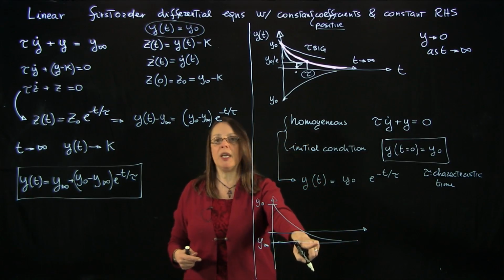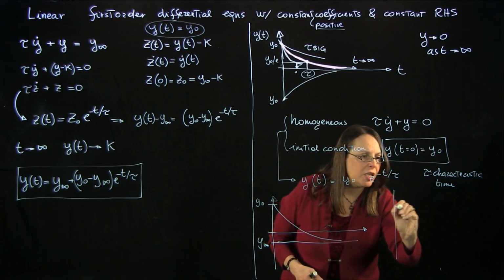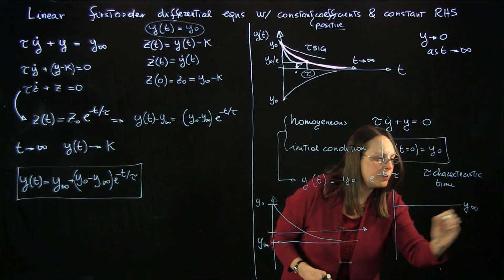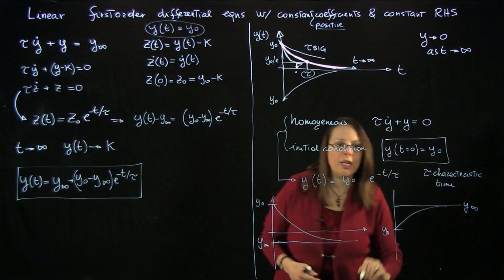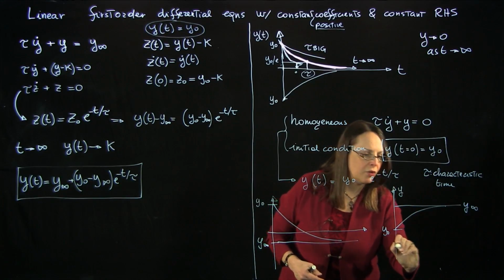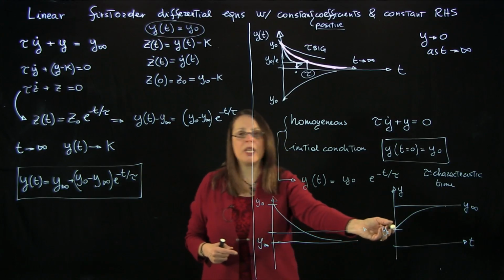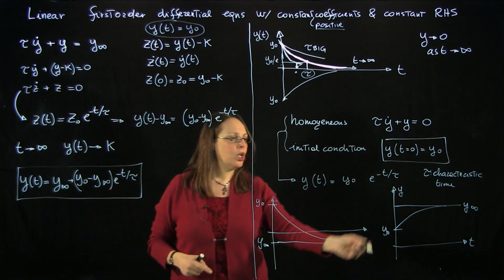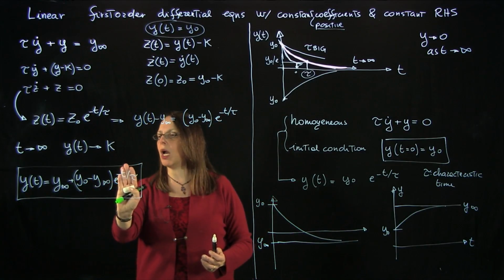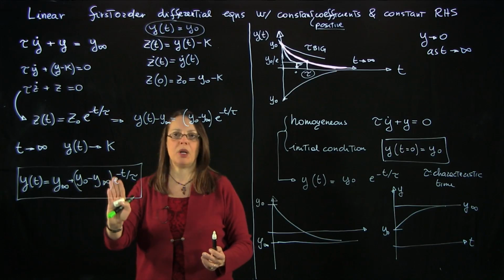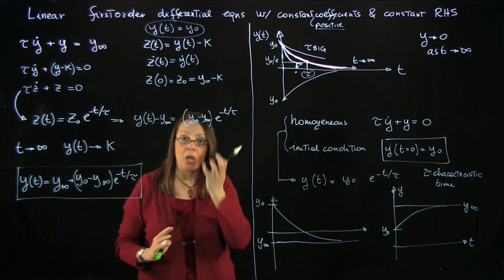If y0 is bigger than y infinity, it's going to go down to y infinity. If y infinity is bigger than y0, it's going to go to y infinity going up. So whatever the value of the function to start with, you start off at y0 and you go to y infinity. You can see that at time equals 0, this is 1, so you have y infinity plus y0 minus y infinity. You start at y0, and as time goes to infinity, this whole thing drops and you end up at y infinity.